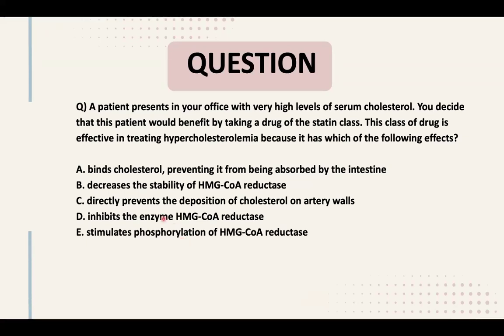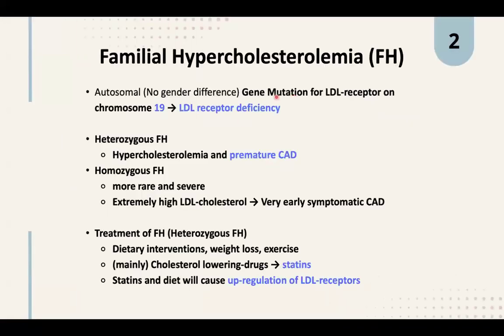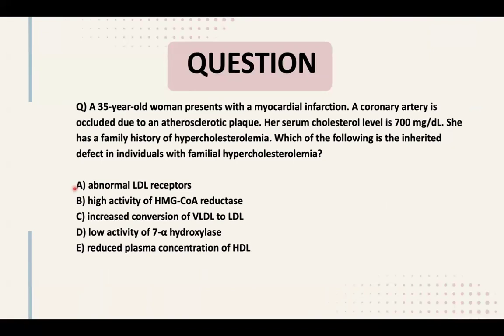Yes, perfect. The answer is D, inhibit the enzyme HMG-CoA reductase, because they're asking you about statins, and that's exactly what they do. Okay, so D. All right, last one. Are you sure? The answer for this question is yes. Okay, perfect. So it is A, abnormal LDL receptor. They're asking about familial hypercholesterolemia, which is a gene mutation that causes LDL receptor deficiency. So the answer for this would be A, abnormal LDL receptor.